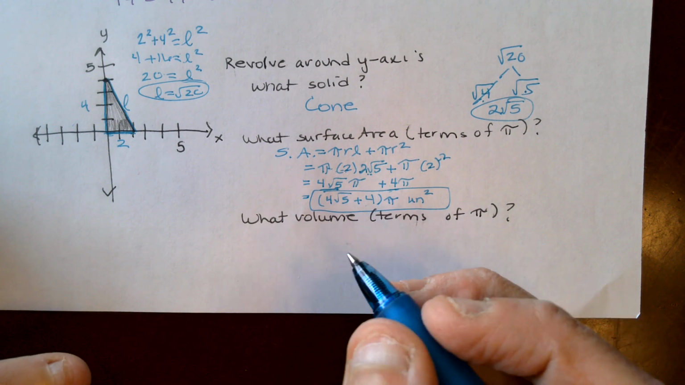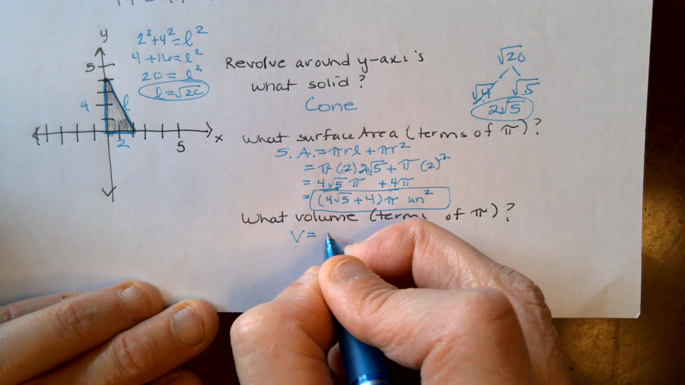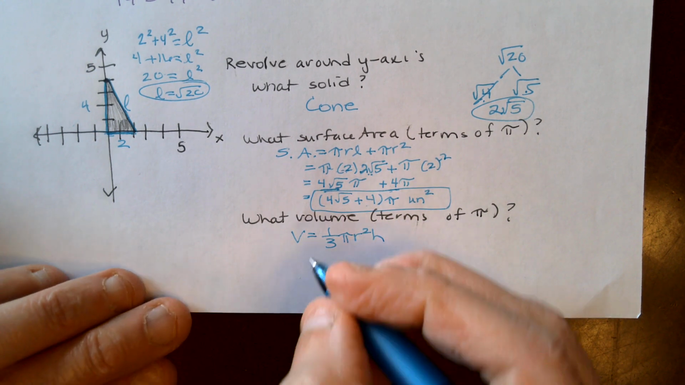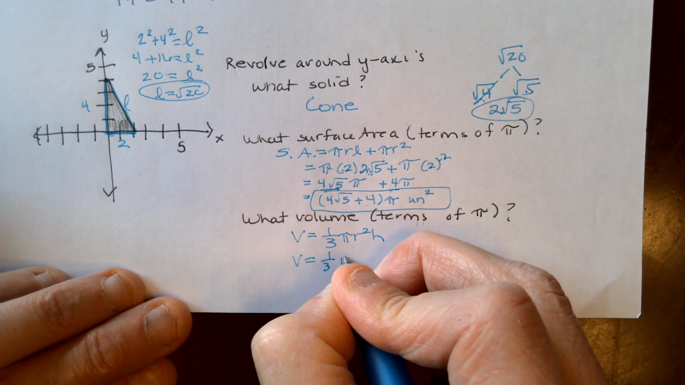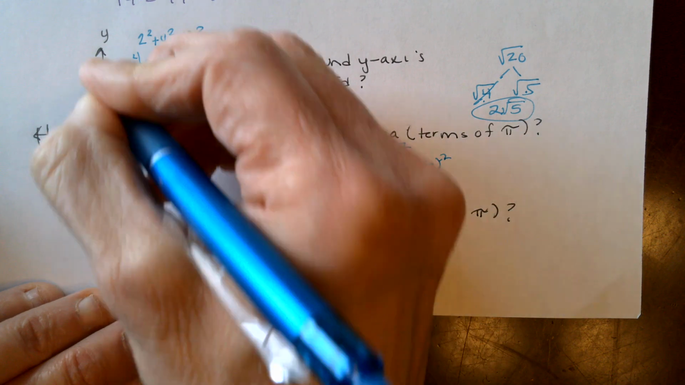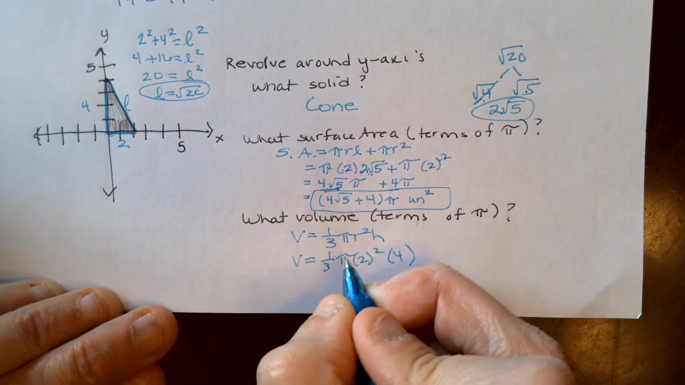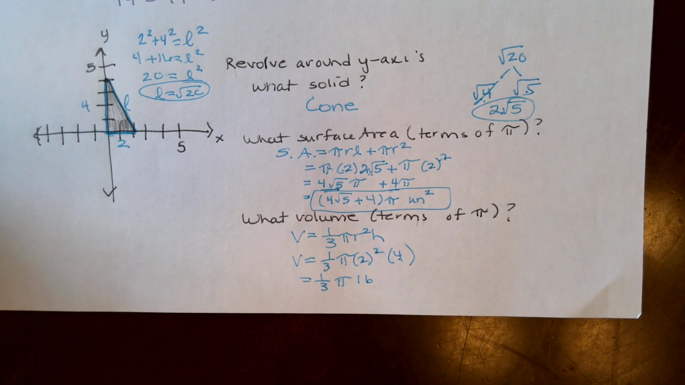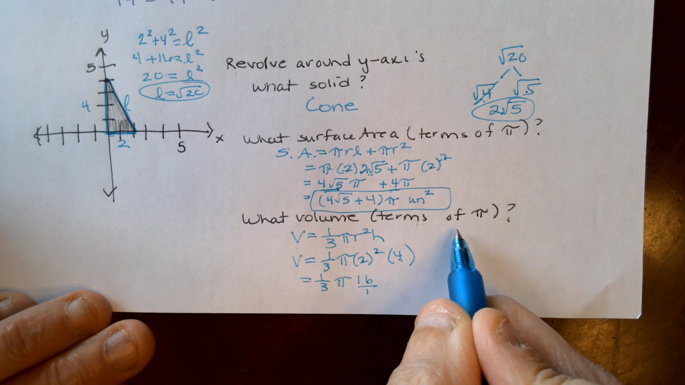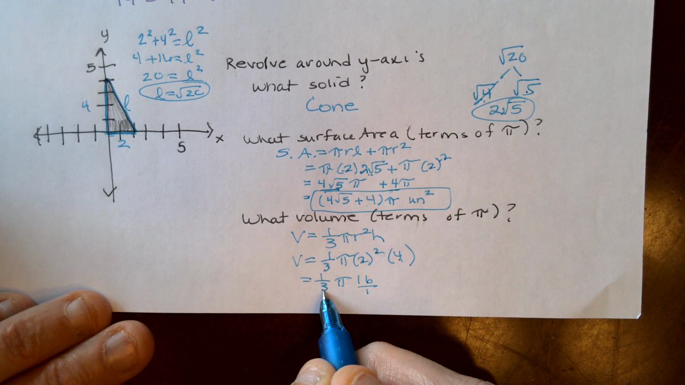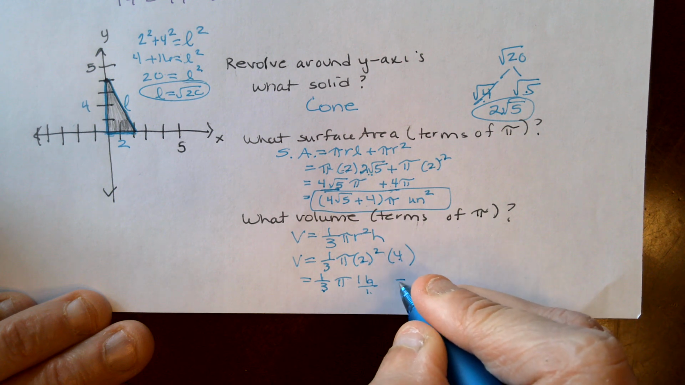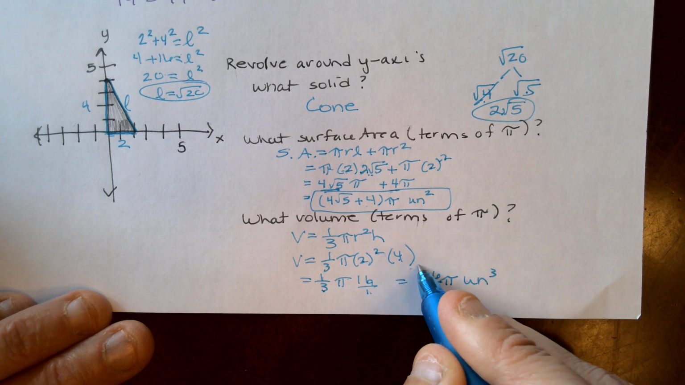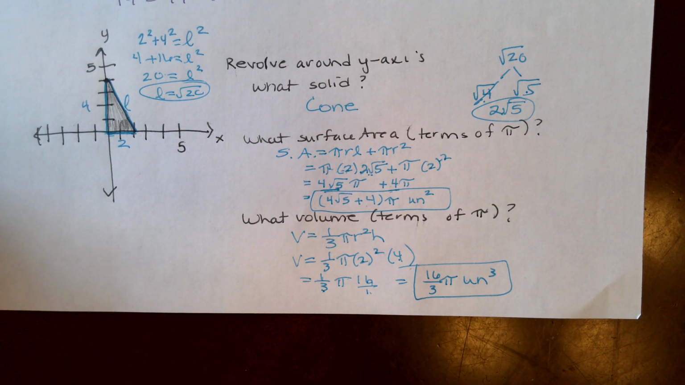Volume is 1/3 pi r squared height. Volume equals 1/3 pi, r is 2 squared, and height is 4. So this is a little simpler. And that is 1/3 pi, 4 times 4 is 16. Remember, I need it in terms of pi, so I can't be abbreviating this to 0.3. 16 over 1 times 1/3 is equal to 16 over 3 pi units cubed. And we're done.